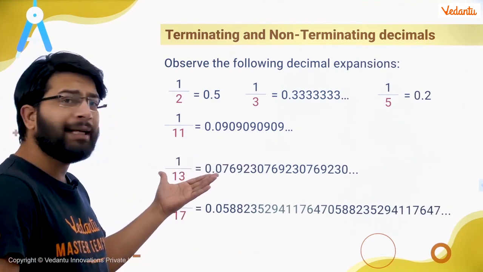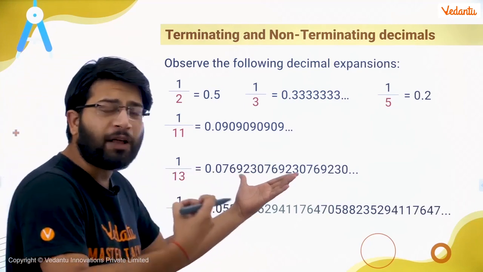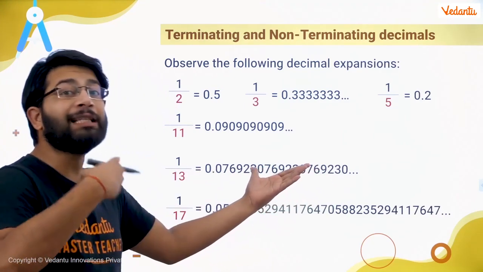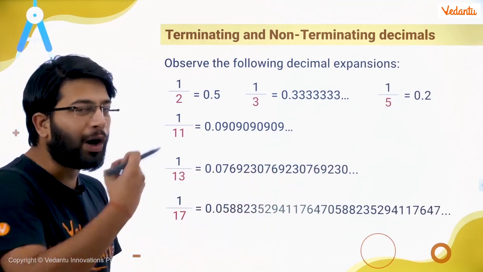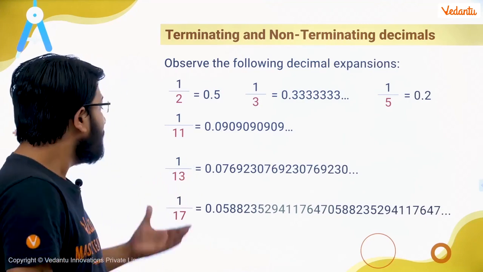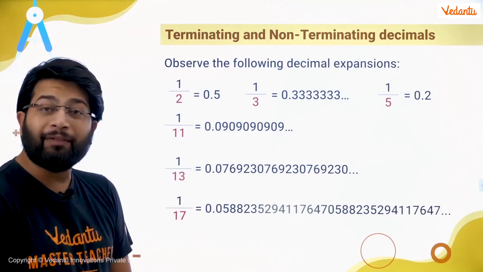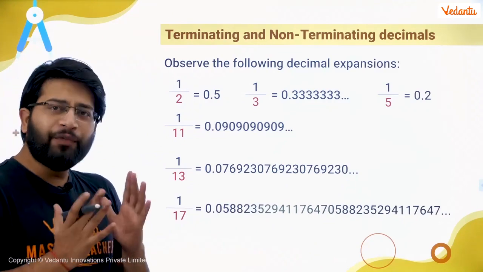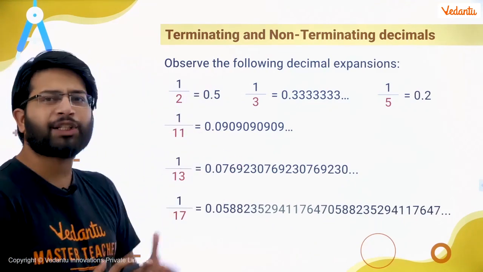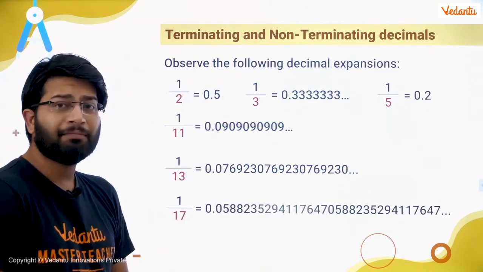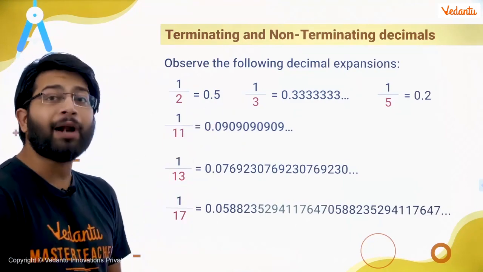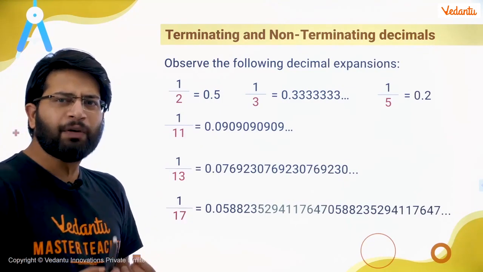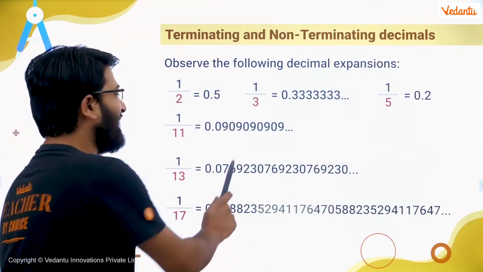1 upon 30, same, we can write in decimal form, which is not going to terminate, which is not going to end, right champ? Whereas we can see 1 upon 17 again, which is not going to end. So we can see over here that some fractions are ending, and some fractions are not ending. So can we predict something for it? Let's figure it out.